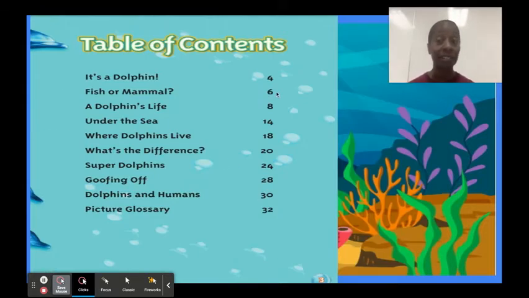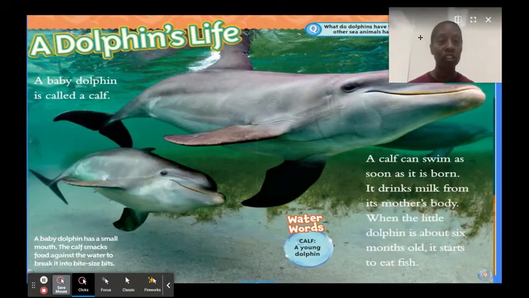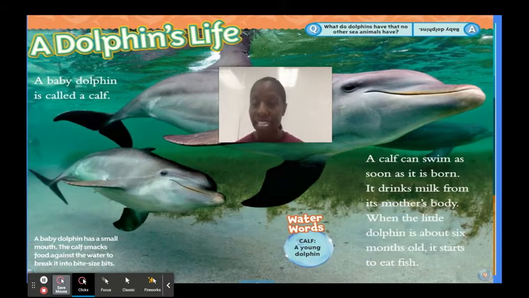Table of contents. So now we're going to read a dolphin's life, and that is on page 8. So I'm going to just move myself in the middle. And now we're going to read the caption here. A baby dolphin has a small mouth. The calf smacks food against the water to break it into bite-size bits. Here's the caption. Water words. Calf, a young dolphin.